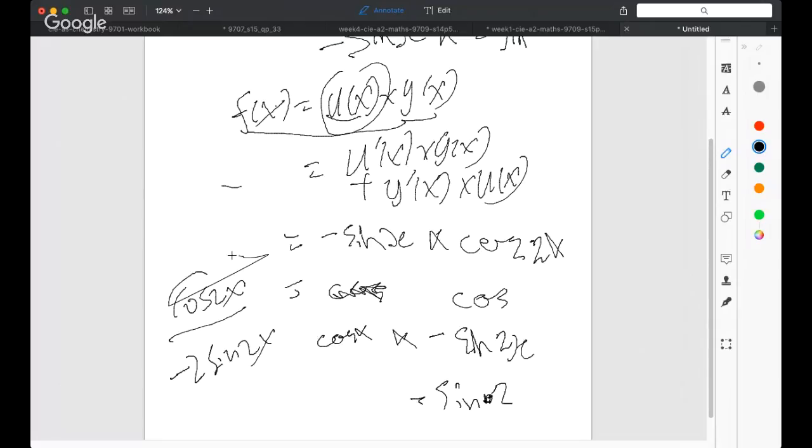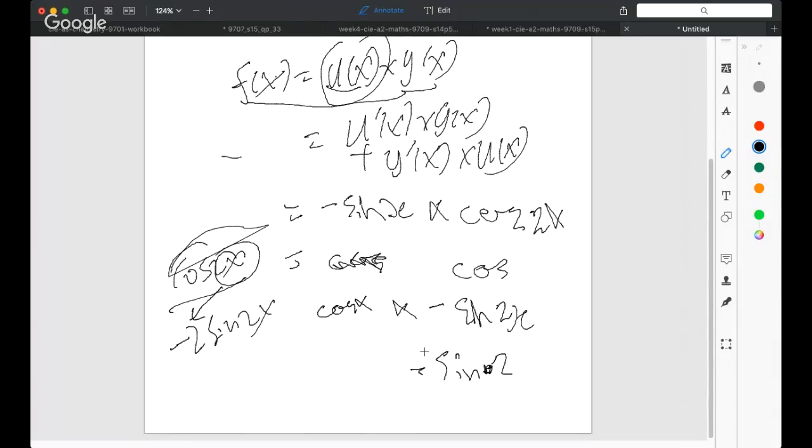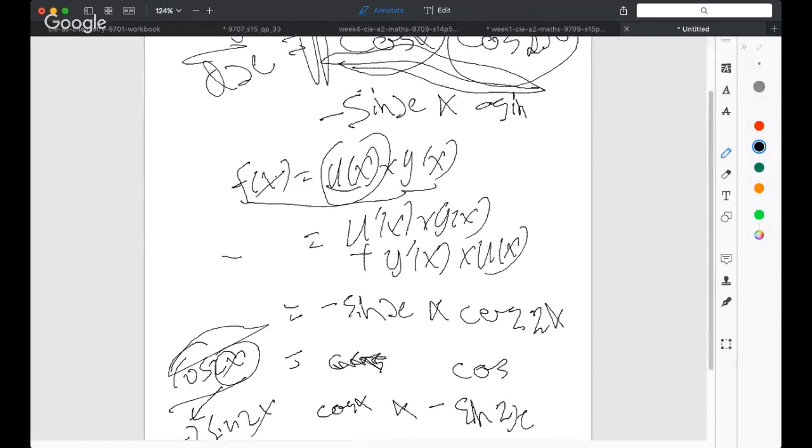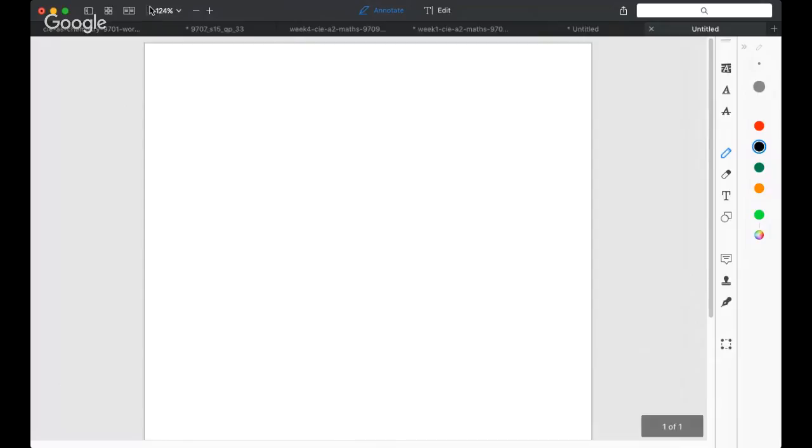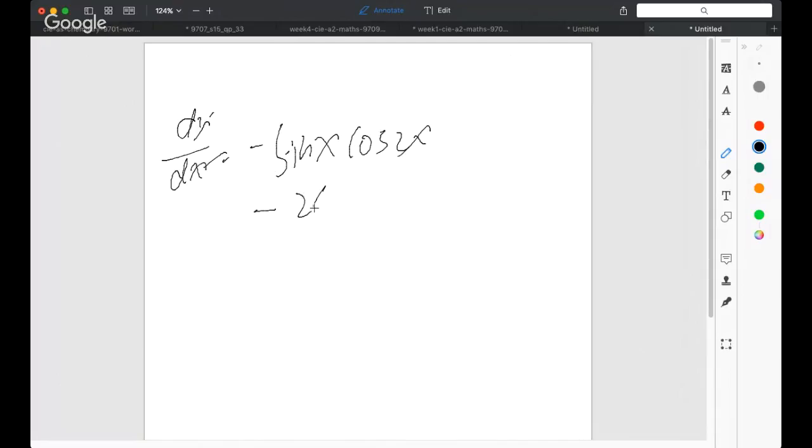Because first you need to differentiate the cos 2x, and then you need to differentiate the 2x to put in front. So the whole function now becomes, the differentiation of the function becomes minus sine x times cos 2x minus 2 sine 2x cos x.